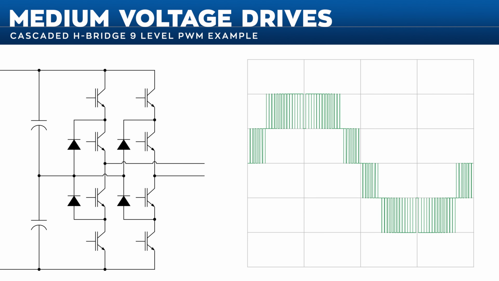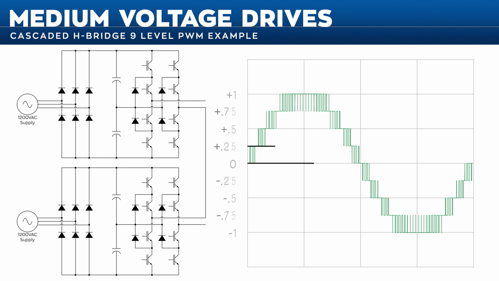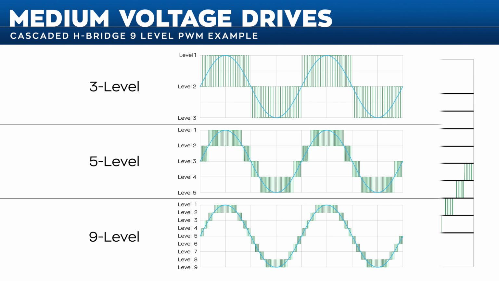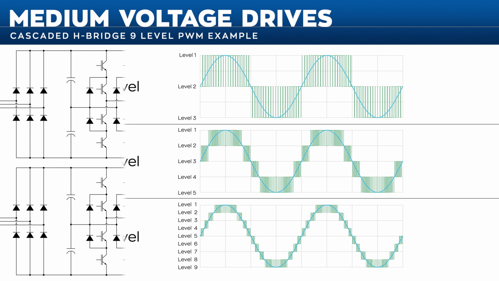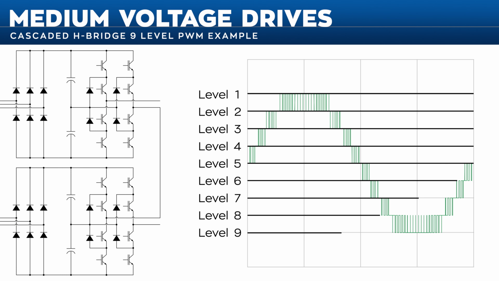Now that we've seen how a 5-level cascaded H-bridge may be used to create a smoother output waveform, let's build on that by connecting 2 5-level cells in series. The resultant output waveform now has 9 levels. Each time we add more switching levels, the output voltage steps get closer and closer to the ideal sinusoidal output waveform. Let's take a closer look at how 2 cells can be coordinated to create 9 voltage levels.